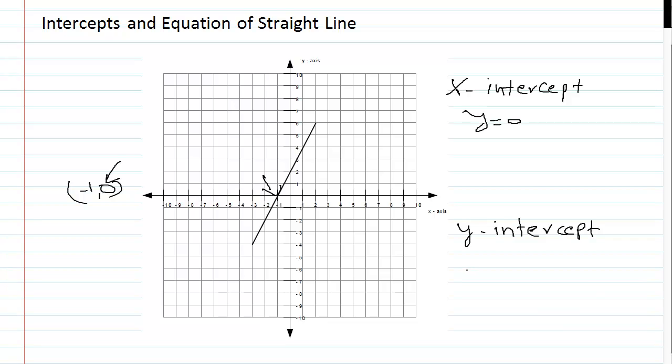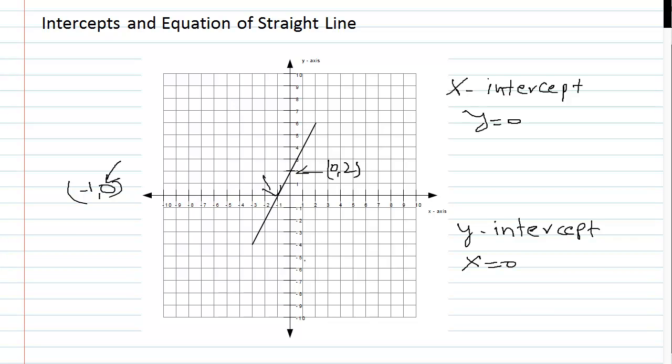For the y-intercept, it means that x equals 0. So if we look at this line, it crosses the y-axis right at this point at 2, and at this point x is 0. So this is 0 and 2.